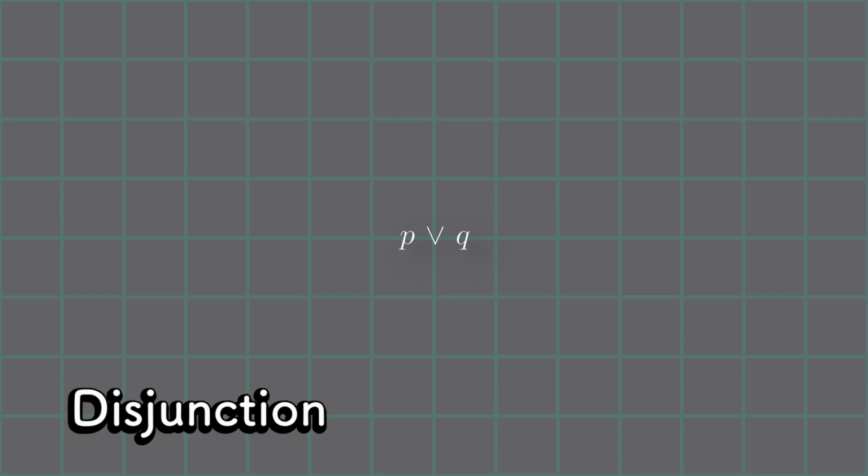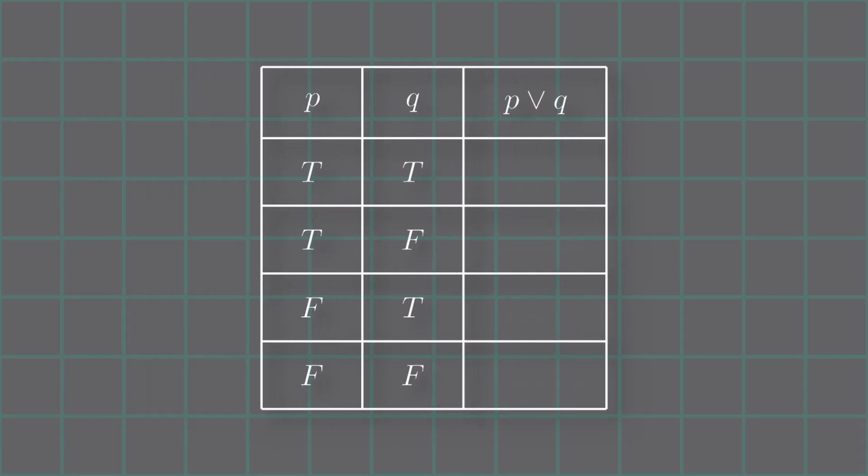The third way of creating compound statements is by disjunction. This downward pointing arrow means or, and this compound statement is only false if both statements are false and is true otherwise. Hence, we'll put false in the last row and true for every other row.